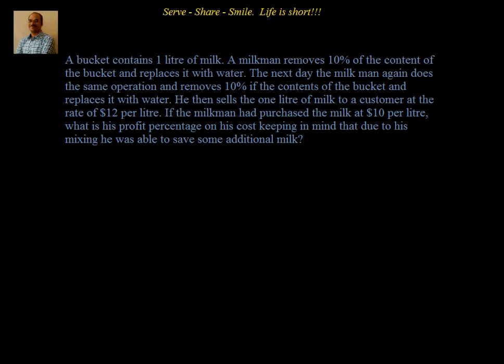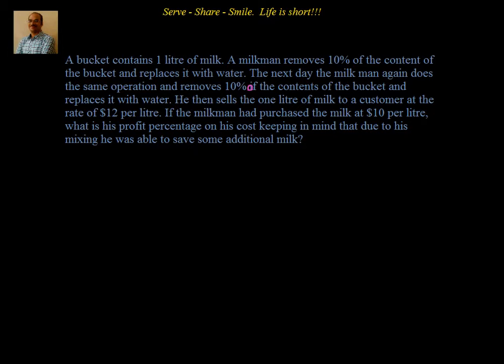The next day the milkman again does the same operation and removes 10% of the content of the bucket and replaces it with water. He then sells 1 liter of the milk to a customer at the rate of $12 per liter. That means after removing 10% of milk on 2 consecutive days, he is selling 1 liter at $12. If the milkman had purchased the milk at $10 per liter, what is his profit percentage on his cost, keeping in mind that due to his mixing he was able to save some additional milk?